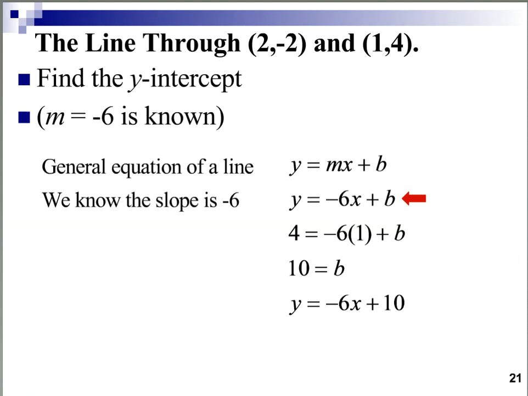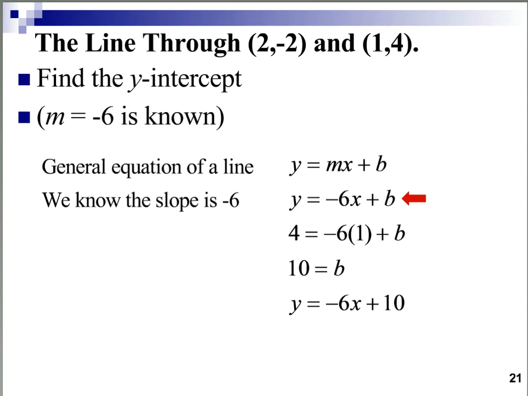But we do have specific values of y and x. And in fact, we have 2 sets. The first point says that when x is equal to 2, y is equal to -2. And the second one says that when x is equal to 1, y is equal to 4. It does not matter which of these 2 that we use, we just want to be consistent. If I choose x equal 1, I must choose y equal 4. If I choose x equal 2, I must choose y equal -2.